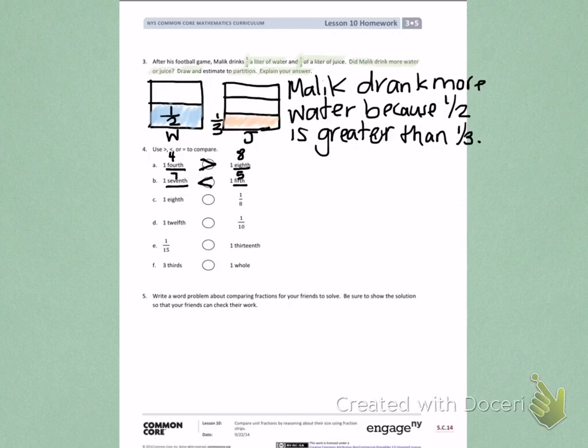Letter C, I see 1/8 and 1/8. Those are the same fractions. So 1/8 is equal to 1/8.